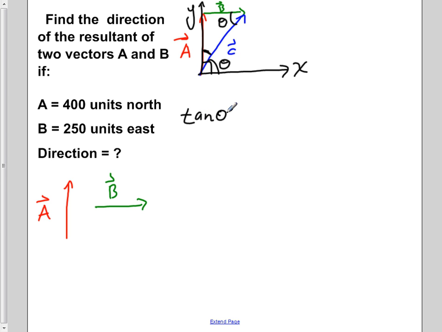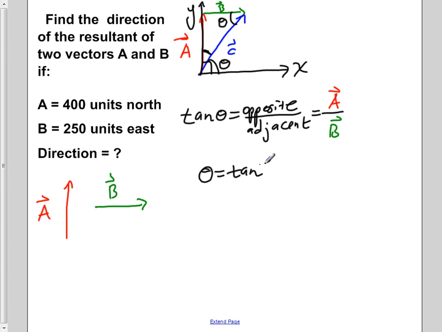So knowing that, we do tan of theta is opposite over adjacent, which is the opposite of this angle here is vector A, and the adjacent one now is vector B. Now if we solve for theta, we take the tan inverse of both sides. So then we have tan inverse of A over B is equal to theta.